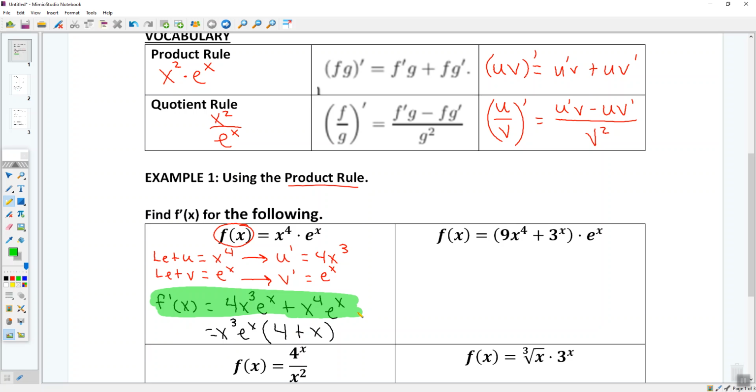I guess maybe I should back up. Do you understand why this is a product? Yeah. I see some addition going on right here. But we're going to treat this first part as like my u value here, okay? So let's let u equal what here, friends? 9x to the fourth plus 3 to the x. So 9x to the fourth plus what? 3 to the x. Good with that?